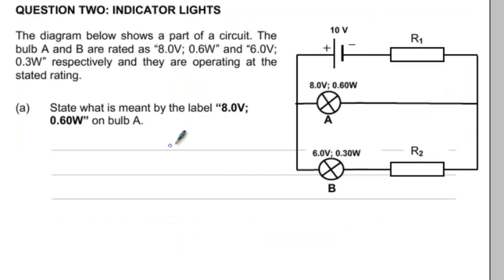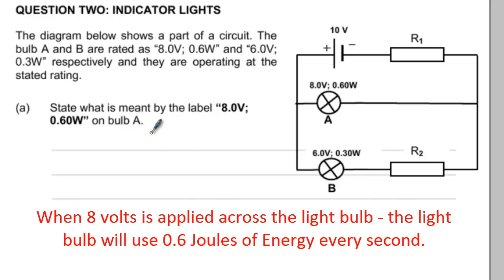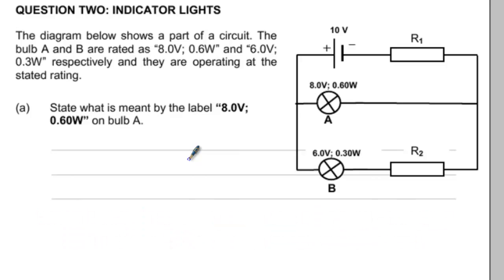So 8 volts, 0.6 watts means that when 8 volts is applied across this light bulb, the light bulb uses 0.6 joules of energy every second. So how would we get that? Well, V is the amount of energy per coulomb, and power is the amount of energy used per time period.